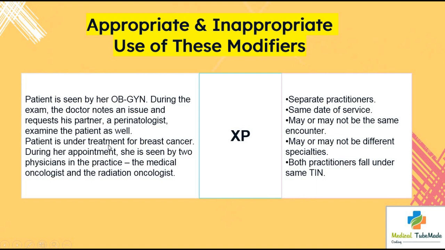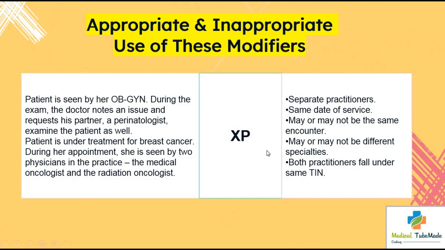The patient is under treatment for breast cancer. During her appointment, she is seen by two physicians in the practice, the medical oncologist and the radiation oncologist. So here you can see there are two different providers, both having different specialties. The important thing to append modifier XP is that there should be a separate practitioner.